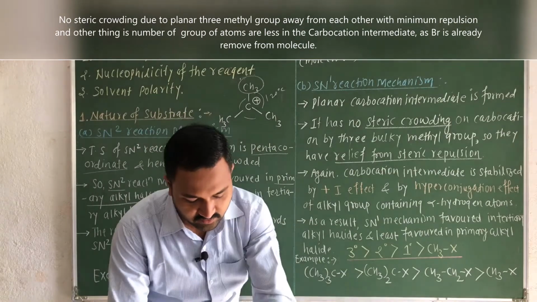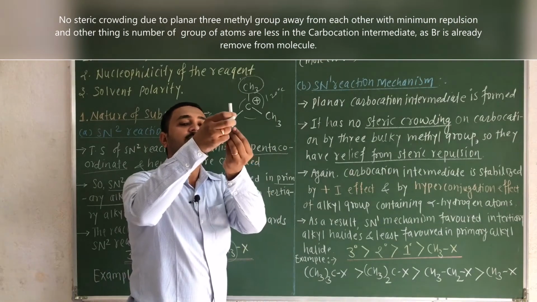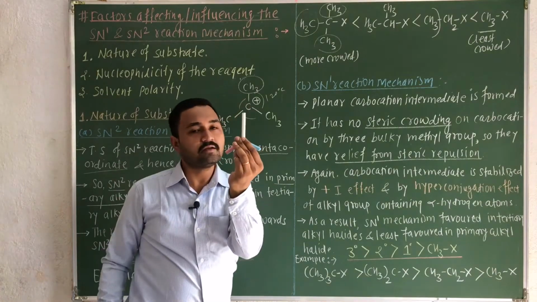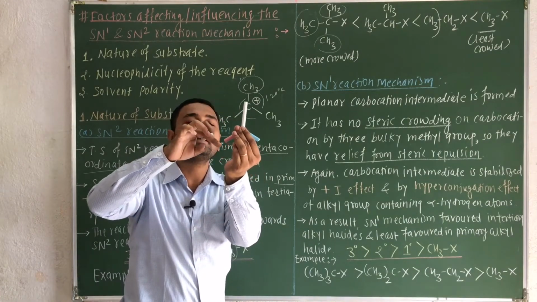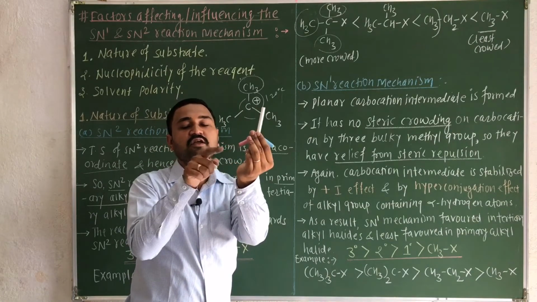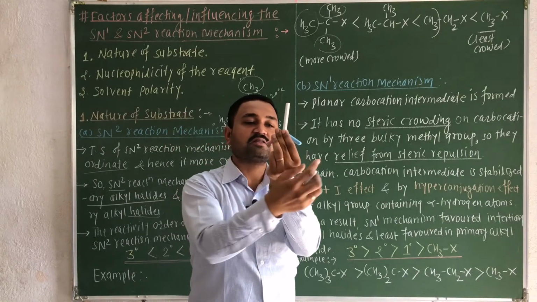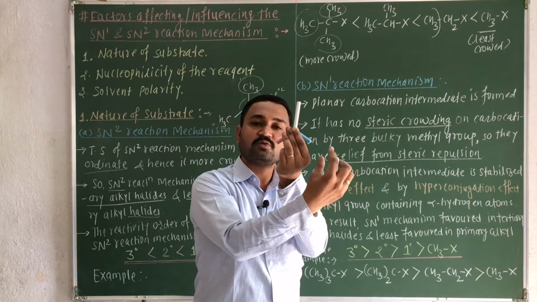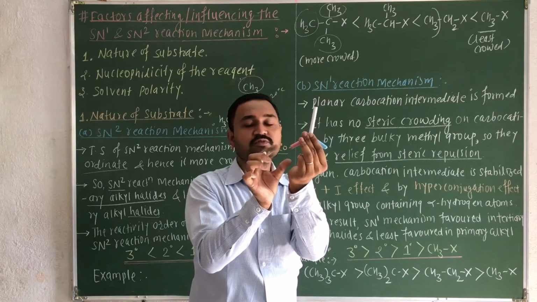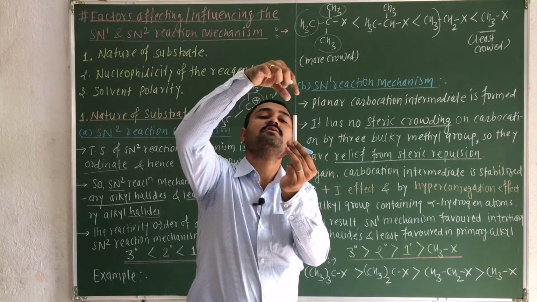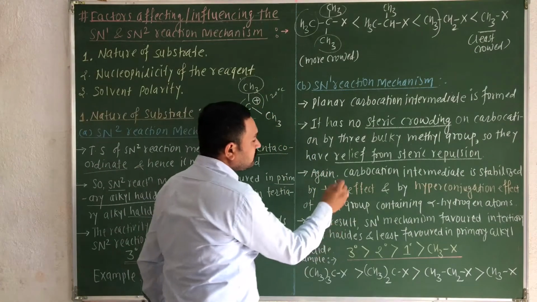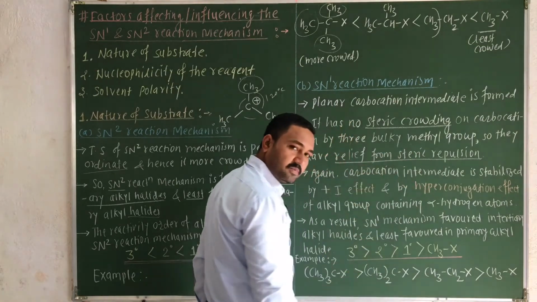For example, if we consider this as a planar molecule, one methyl group is here, another methyl group is here, another methyl group is here. There will be the carbon atom, then the 3 hydrogen atoms will arrange in such a manner that the 3 hydrogen atoms of this methyl group have minimum repulsion with the 3 hydrogen atoms of this methyl group, and also with the 3 hydrogen atoms of this methyl group. So obviously they will have relief from steric repulsion.